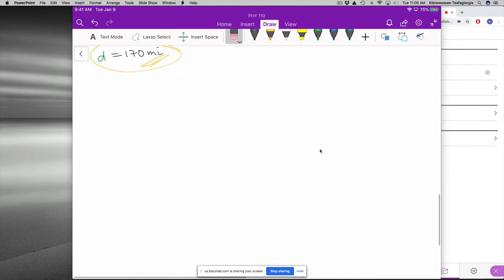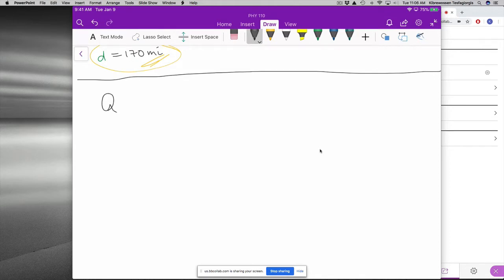The videos are already out there. Towards the end of our previous class, we saw a new term, acceleration. We defined acceleration as the change in velocity: final velocity minus initial velocity, divided by time.